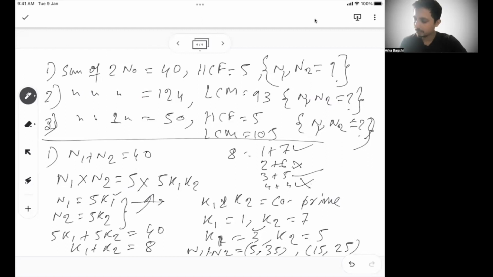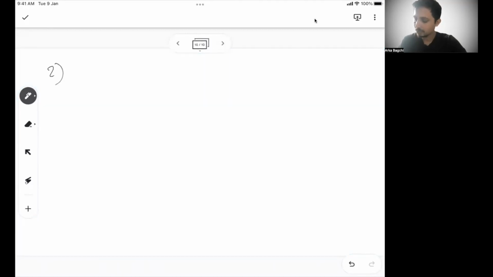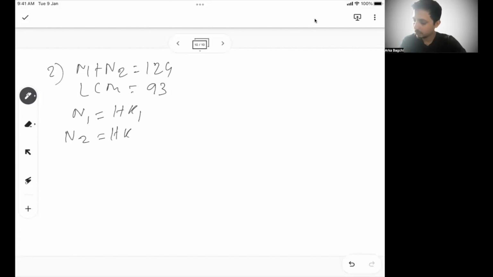Similarly, take the other example. Sum of two numbers is 124, LCM is 93. Now I can write N1 equal to HK1, where H is the HCF, and N2 is HK2, where H is again the HCF. Then I can say HK1K2 is basically your LCM, which is equal to 93. So H into K1K2 must be equal to 93.